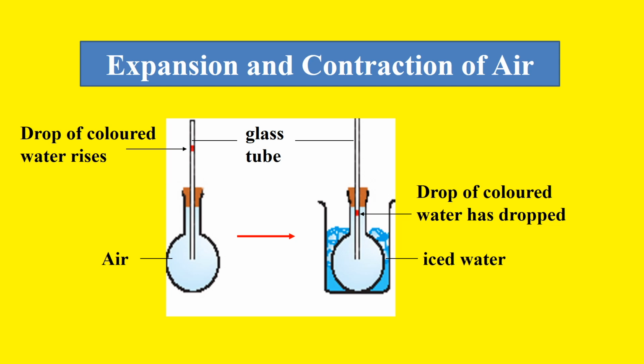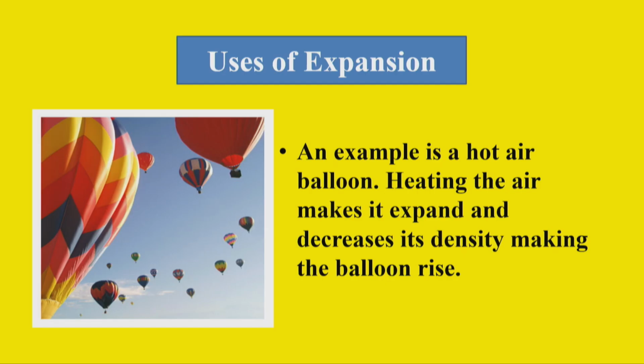When the flask is placed in a container of ice, the air contracts and the drop of colored water is seen to drop. An example is a hot air balloon. Heating the air makes it expand and decreases its density, making the balloon rise.